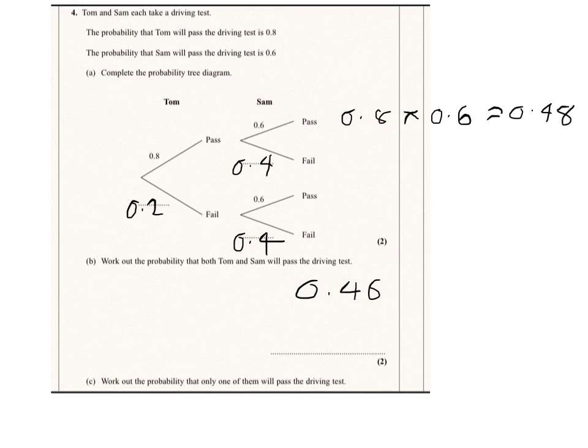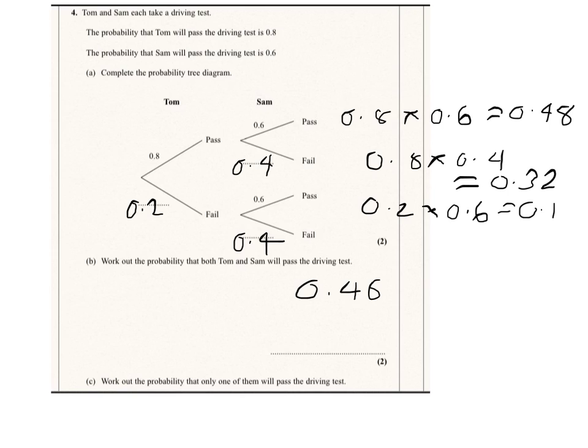Now the second part says work out the probability that only one of them will pass the driving test. Well, there's 2 ways this can be done. We'd have Tom passing, Sam failing, which is 0.8 times 0.4, which is 0.32. But it could be the other way around. It could be that Tom fails, which is 0.2, times Sam passing, which is 0.6. 0.2 times 0.6 comes to 0.12.